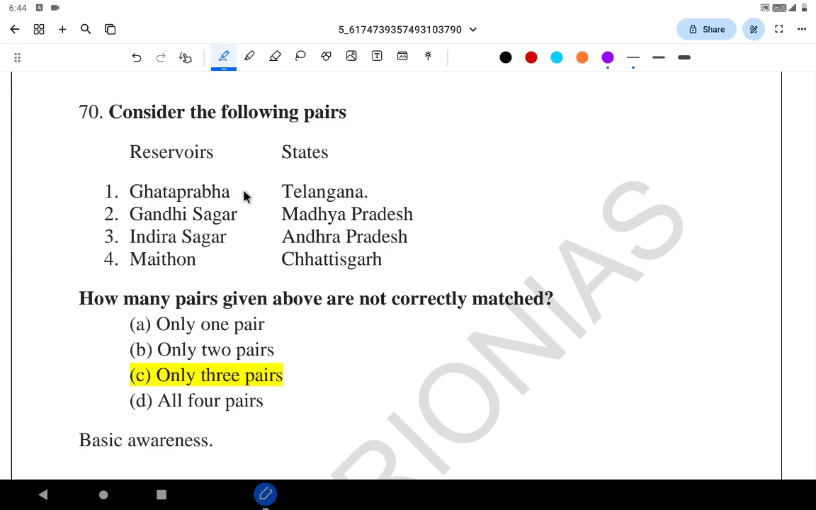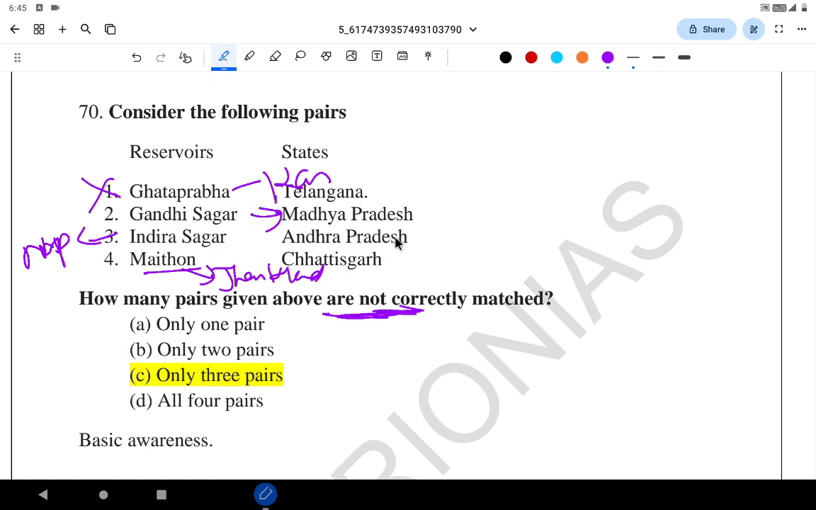Ghataprabha, Telangana. The Ghataprabha, the correct answer is Karnataka. Gandhi Sagar, Madhya Pradesh. Here they are asking which are not correct pairs. The first pair is not correct. Indira Sagar is not Andhra Pradesh; Indira Sagar is Madhya Pradesh. Maithon is in Jharkhand. So Gandhi Sagar is Madhya Pradesh. Only one pair is correct and the other three pairs are wrong.